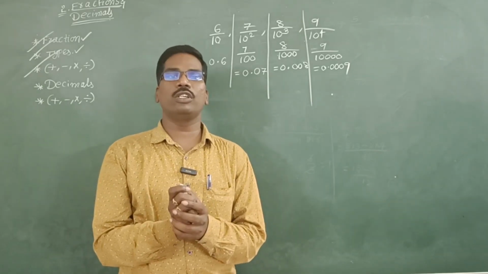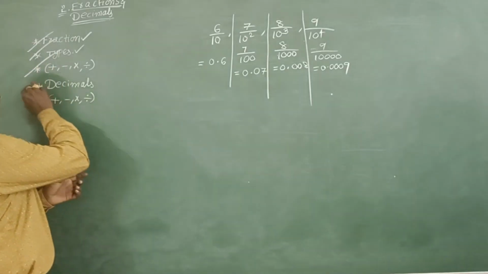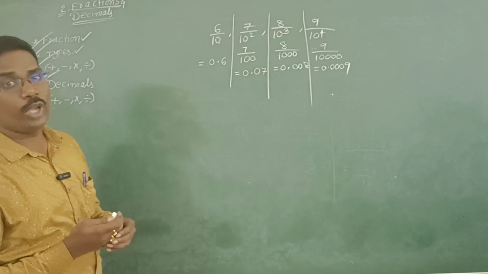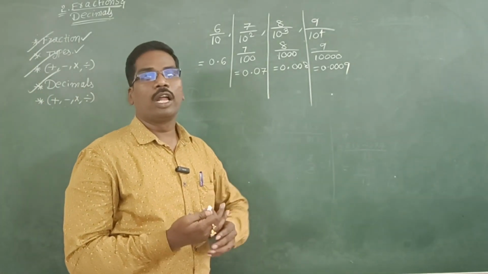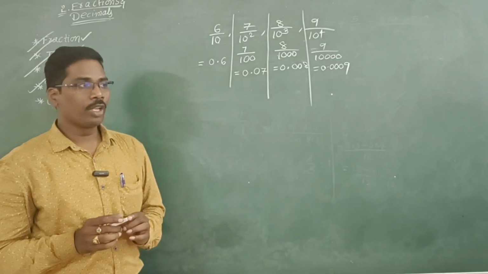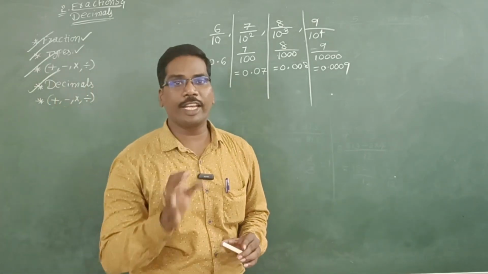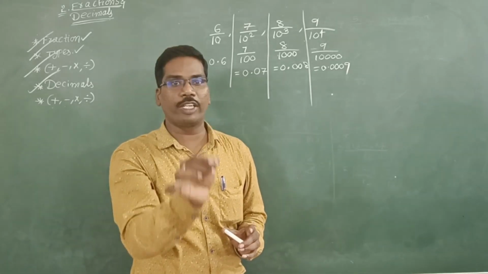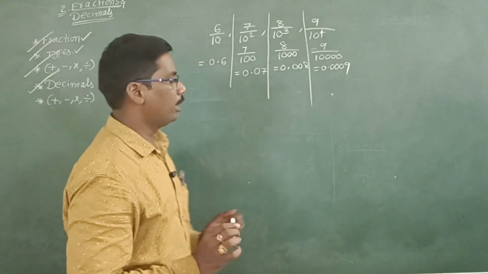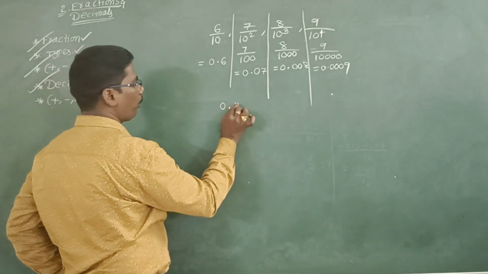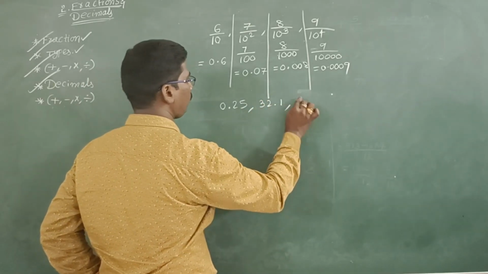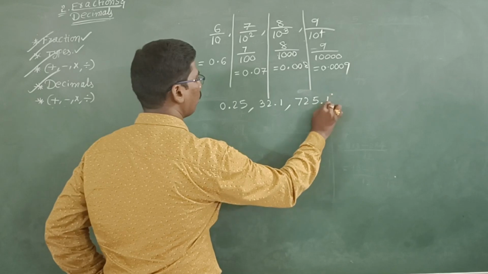In decimals also, we do addition, subtraction, multiplication, and division. How to add decimals, how to subtract, how to multiply, and how to divide. Let us see. First of all, addition. In addition, if you want to add decimals, the decimal points should be in a vertical line. Then only we can add. Let us suppose 0.25, 32.1, 725.123.